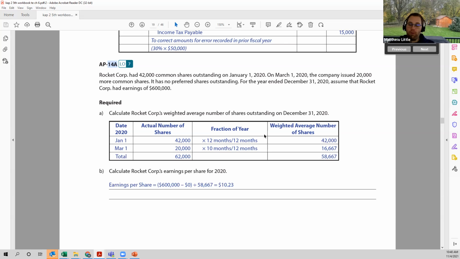First of all, we need to do our weighted number of shares. As of January 1st, we had 42,000 shares. That was for the full year. Then on March 1st, we issued 20,000, and those shares were held for 10 months of the year. So we'll take 10/12 of the 20,000. That gives us a weighted average number of shares for the full 12 months of 58,667. Now we're asked to calculate the earnings per share. In this case, we'll look at the earnings of 600,000. There's no dividends, so we'll have 600,000 less nothing divided by the weighted average number of shares of 58,667, giving us an EPS of $10.23.